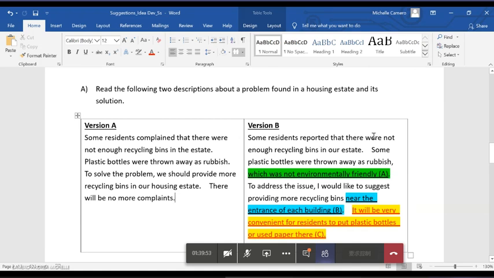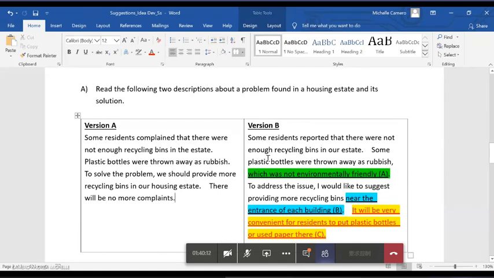Some residents reported that there were not enough recycling bins in our estate. Some plastic bottles were thrown away as rubbish, which was not environmentally friendly. To address this issue, I would like to suggest providing more recycling bins near the entrance of each building. It will be very convenient for residents to put plastic bottles or used paper there.